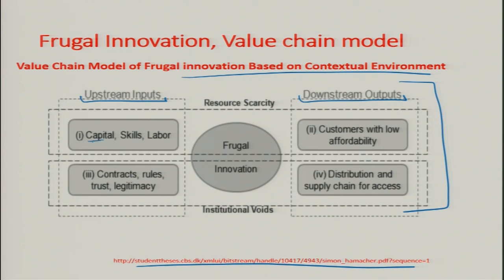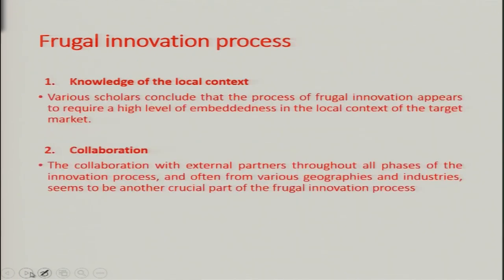The upstream inputs here are skills, labor and capital, contracts, rules, trust, legitimacy. Then institutional voids are there, for people who are working in frugal innovation. Resource scarcity is there. The consumers with low affordability and the distribution and supply chain for access are the outputs here. So, this is the value chain model for frugal innovation. We try to improve the value of the product so that it is affordable, it is distributed in a way that people can afford it, and we also try to have sustainable innovation in this.